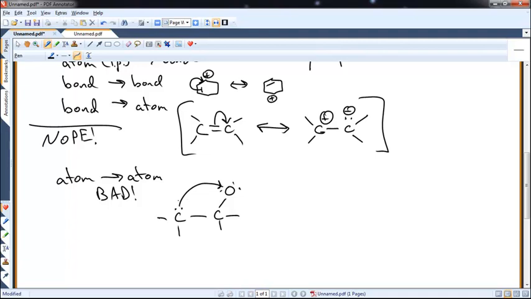I can go here, I can go here, and if I'm on the atom, that's all I can do. I can essentially go one location away. I can't go 1, 2, and then another atom away. That's just way too far. So this makes me frown, so make sure you don't do that, okay?